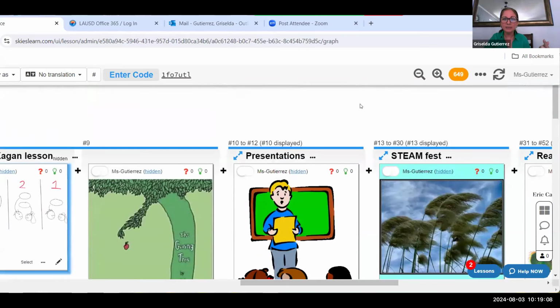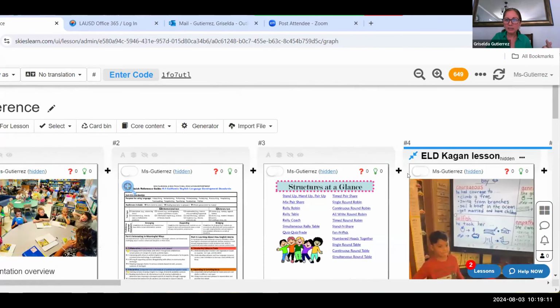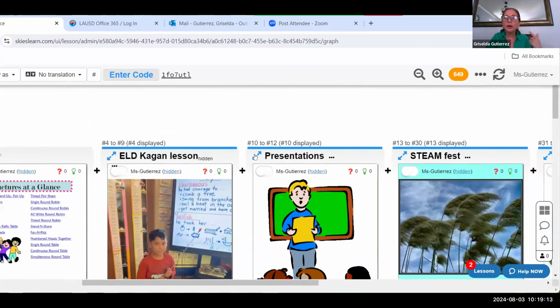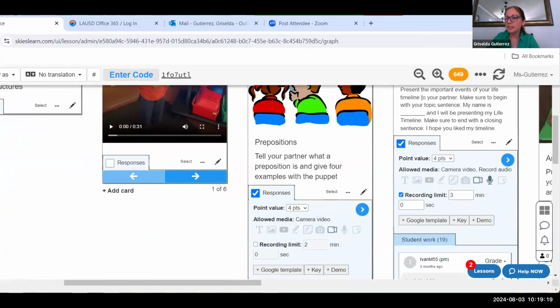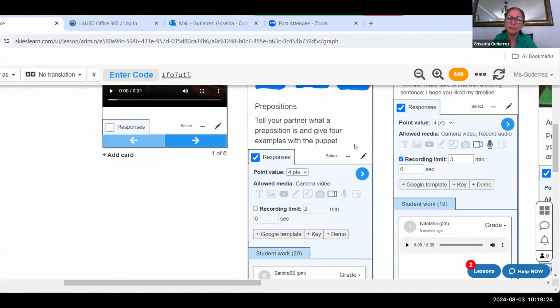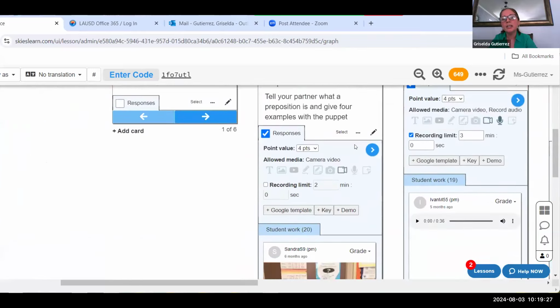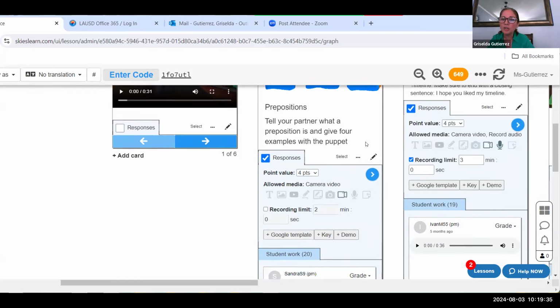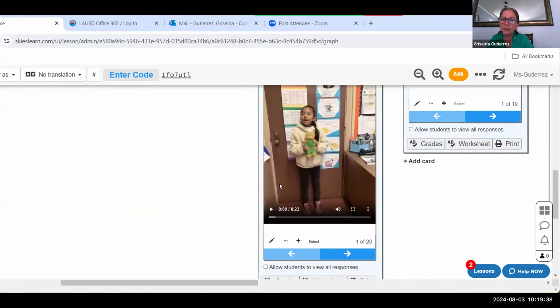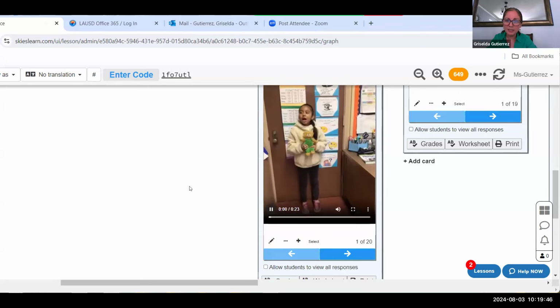Okay, so that was the end of the Kagan lesson. I close that up. So I also use this for presentations. And as the year goes by, I started doing mini presentations, and one of them was on prepositions. The kids used a puppet, really simple. The prompt was tell your partner what a preposition is and give 4 examples with the puppet. So here you're going to see her, and they're recording each other, by the way. So if it's moving a lot, it's not me. They learn to record each other as the lessons go by.